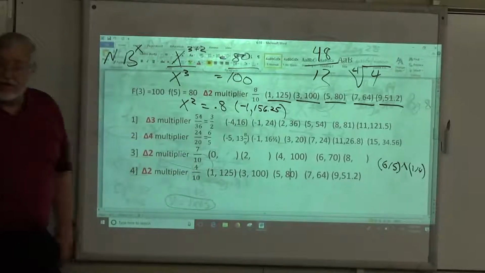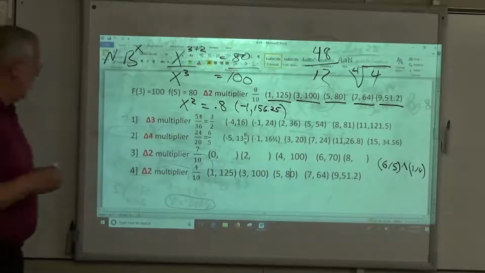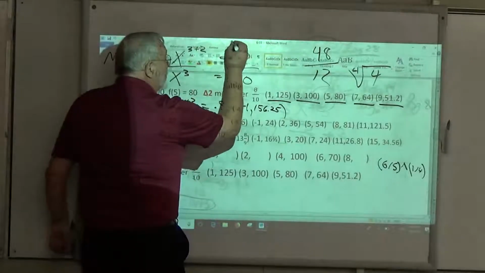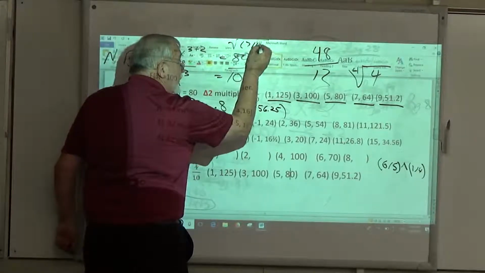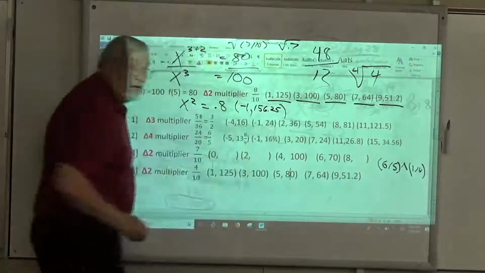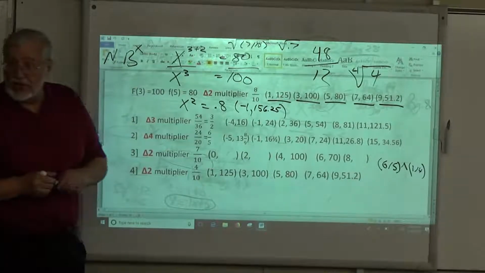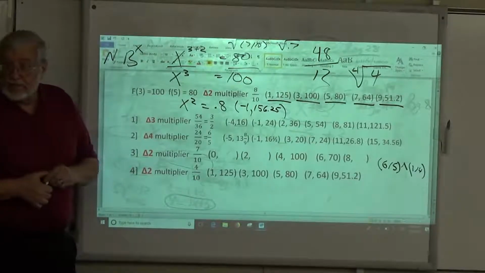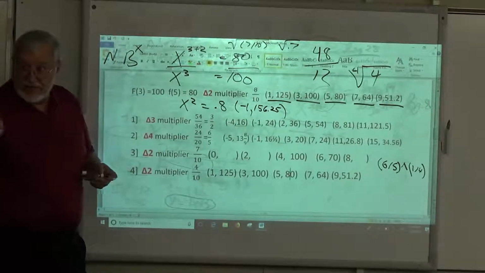That can't be 0.7. 7 divided by 10 is 0.7. You have 7 divided by 10 in parentheses. So you should have the square root of parentheses 7 divided by 10, or the square root of 0.7. 0.7 raised to the 0.5 power would also work. 0.83. Okay, got that? You see what you did wrong?